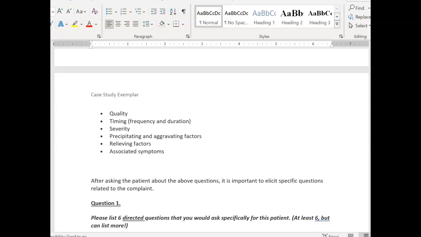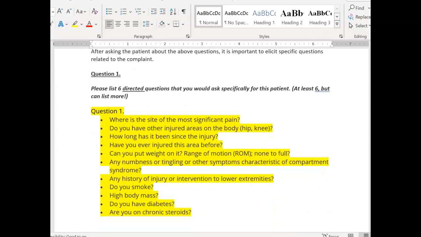So when you're going to be writing the SOAP note, you need more subjective detail. What are you going to ask as directed questions in this interview of a patient with ankle pain? Okay, here's some of them that we would ask. Where is the site of the most significant pain? Do you have other injured areas? Did you fall and hurt anywhere else? How long has it been?